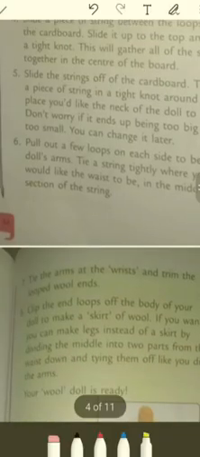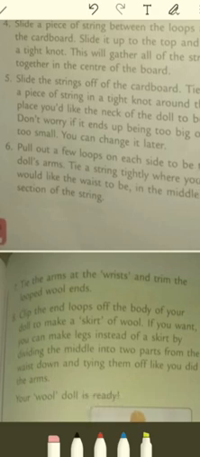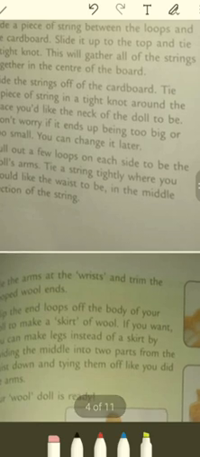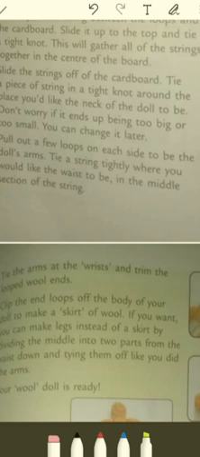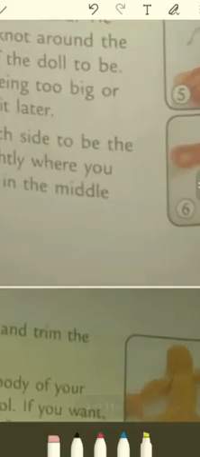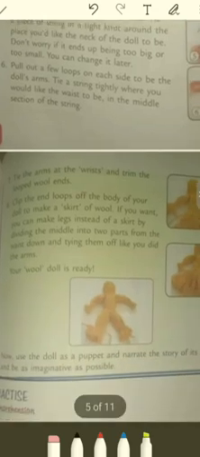The next step: pull out a few loops on each side to be the doll's arms, to give the impression that the doll has arms. Then tie string tightly where you would like the waist to be. Again, you are making different parts of the body: first the neck, then arms, and then the waist in the middle section of the string. The figure is given for demonstration. Clear? Your doll is almost ready.